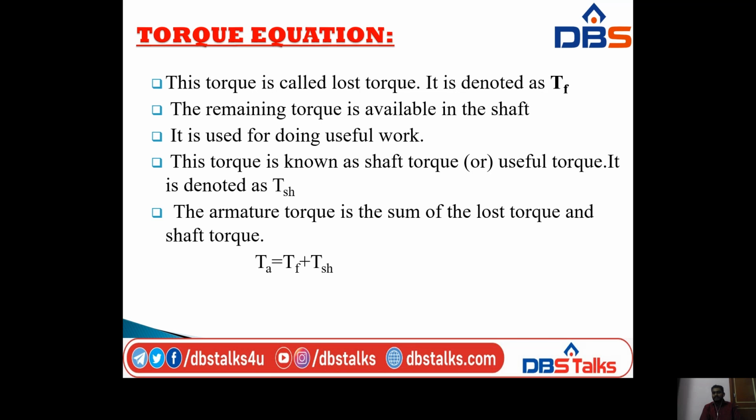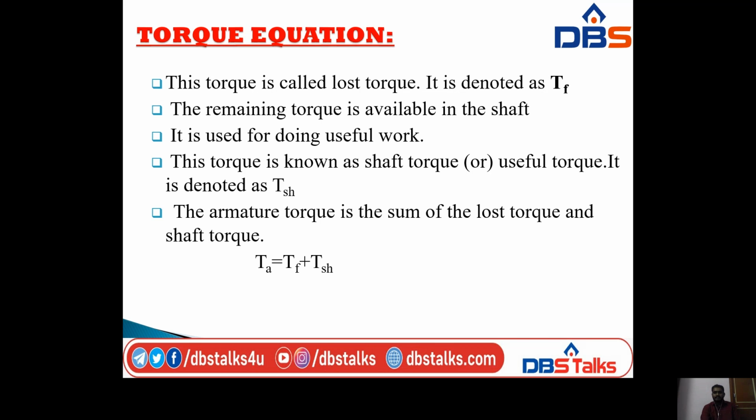Next, this torque is called lost torque. It is denoted as τf. Okay, next, the remaining torque is available in the shaft, so it is used for doing useful work. This torque is known as shaft torque or useful torque, and it is denoted as τsh. So the armature torque is the sum of the lost torque, that is τf, plus shaft torque, that is τsh. In equation form I am writing τa is equal to τf plus τsh. This is the armature torque.